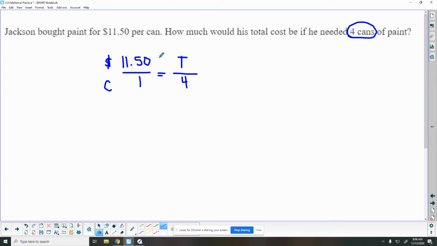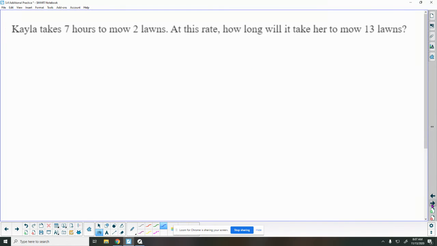Now that I have it set up, it tells me I need to do $11.50 times 4. And then we would divide by 1, which is going to be the same thing, so we don't even need to worry about that. So we just need to do $11.50 times 4. Don't forget to move your decimal when you're done. And that will tell you the total cost of 4 cans of paint.